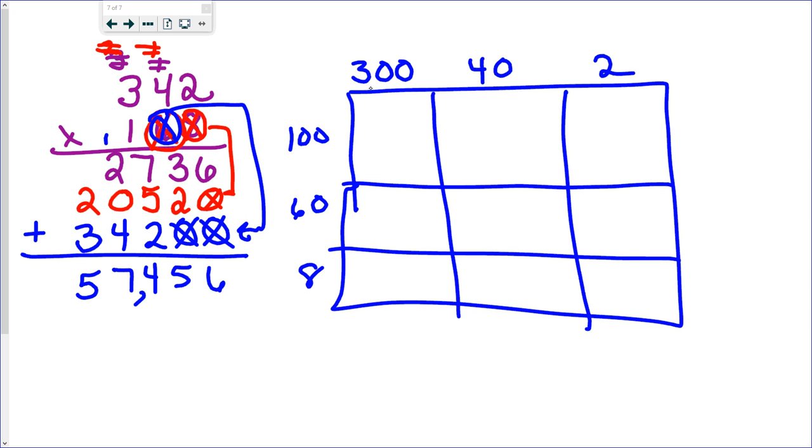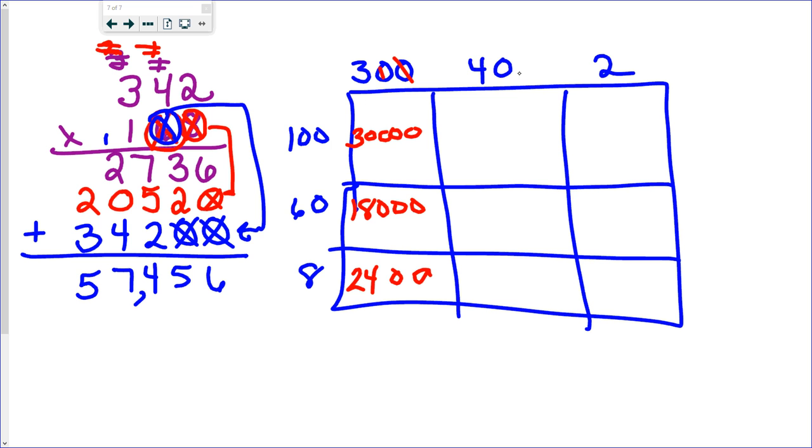I have the two numbers that meet up here, 100 and 300. I have 4 zeros, and 1 times 3 is 3. Then I have 60 times 300. 6 times 3 is 18, plus 3 zeros. I have 8 times 3 is 24, and I have 2 zeros.